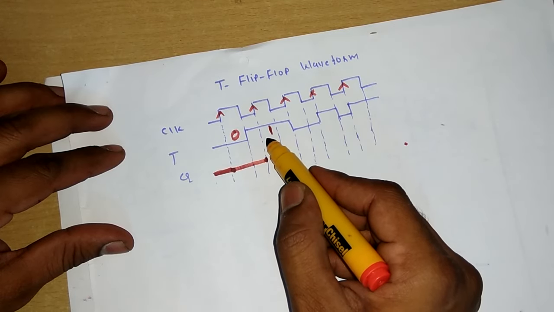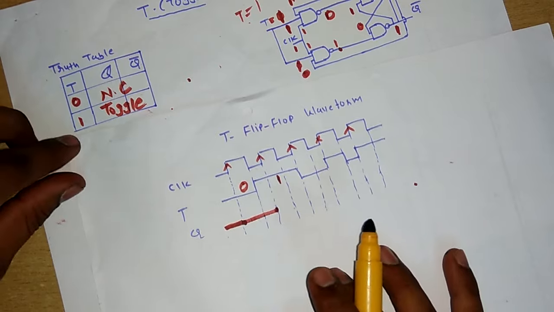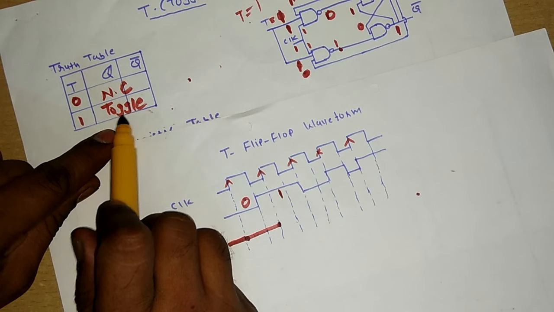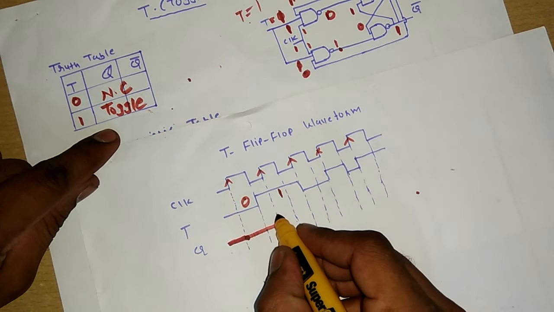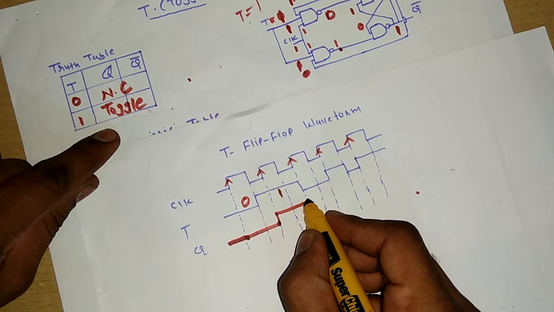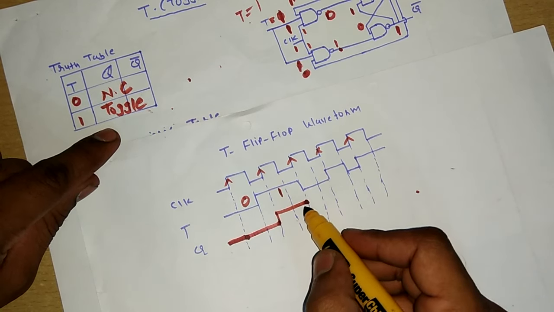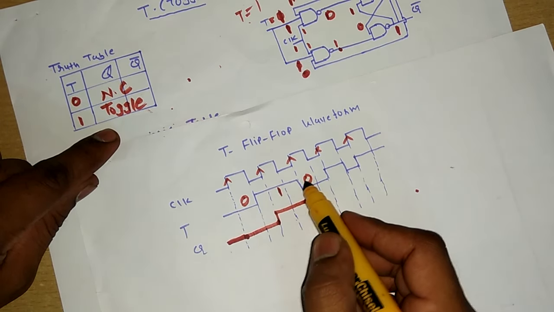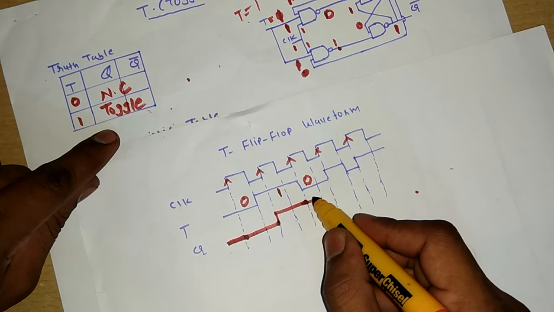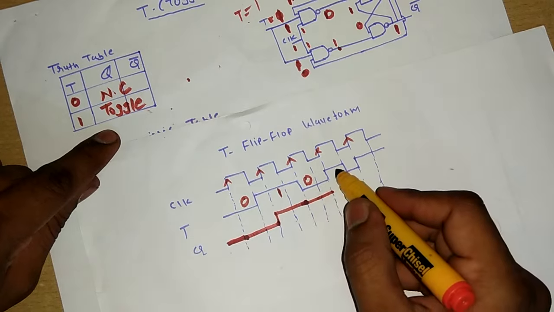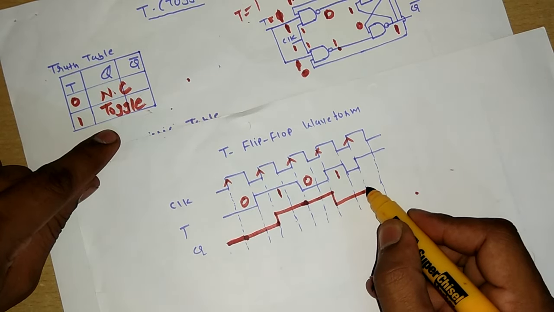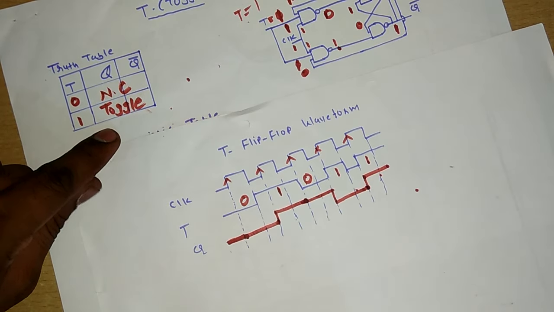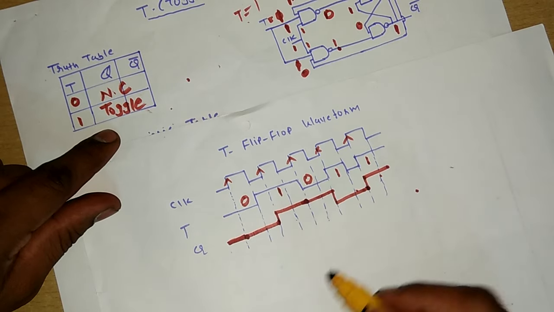When T becomes 1, what does the truth table say? Your flip-flop goes into toggle mode. It means if your present state is 0, it becomes 1. So it remains 1 until the next positive edge. At the next positive edge, my T value is 0, which means no change, so 1 continues to the next positive edge. Now T becomes 1, so the toggling process happens. At the next positive edge, again T is 1, so again it toggles. So this is the analysis of the T flip-flop using a waveform.